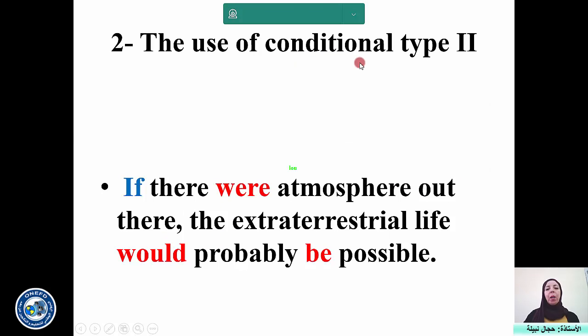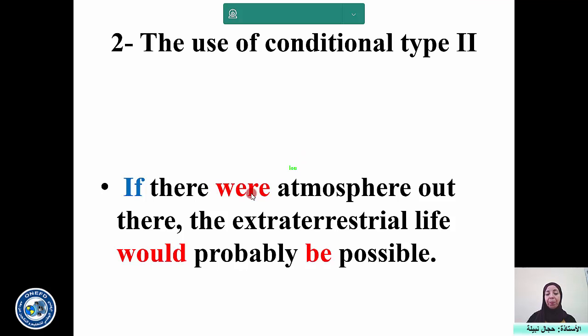Now, we have finished talking about the form. Let's talk a bit about the use of the conditional type 2. Let's come back to the previous sentence. If there were atmosphere out there, the extraterrestrial life would probably be possible. Right. Now, as we said, the tense here is past simple. Now, does it mean that the action is past? Does it mean that this is something that happened in the past?